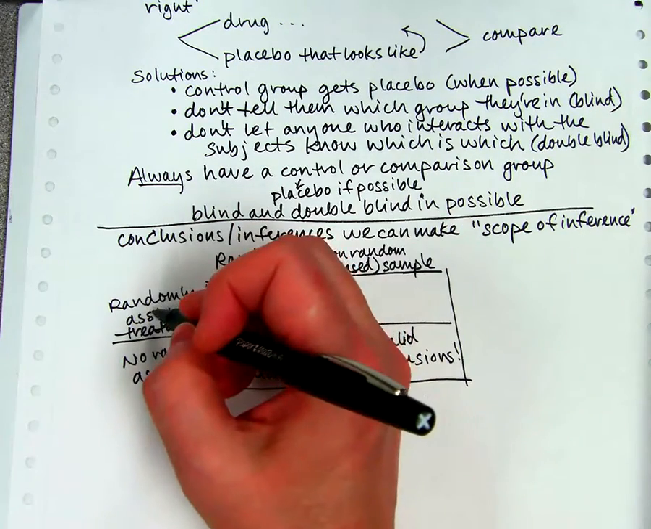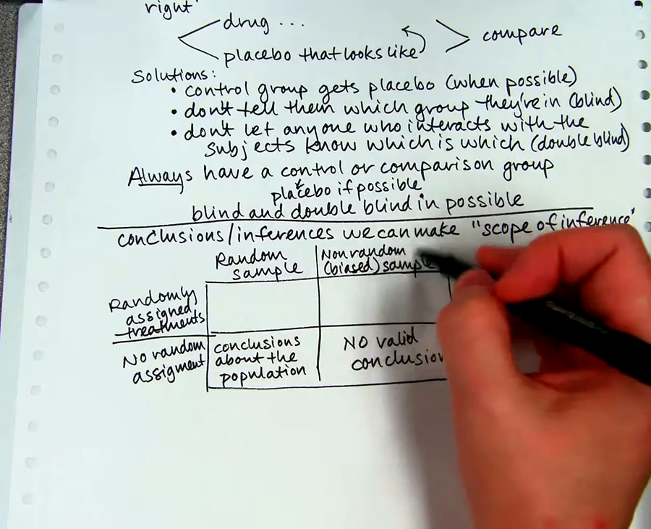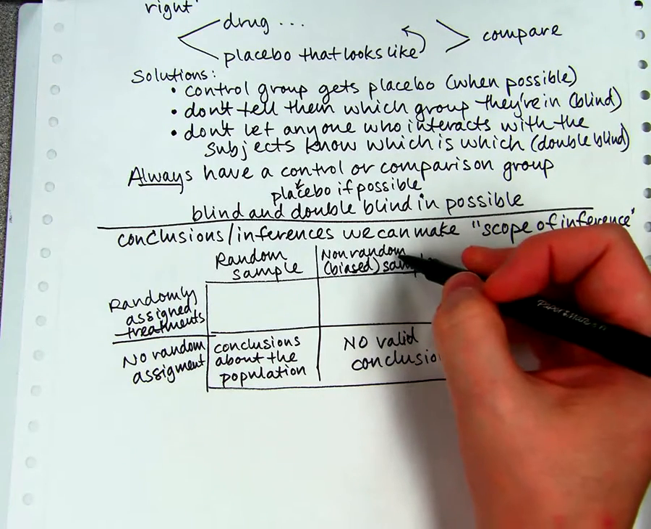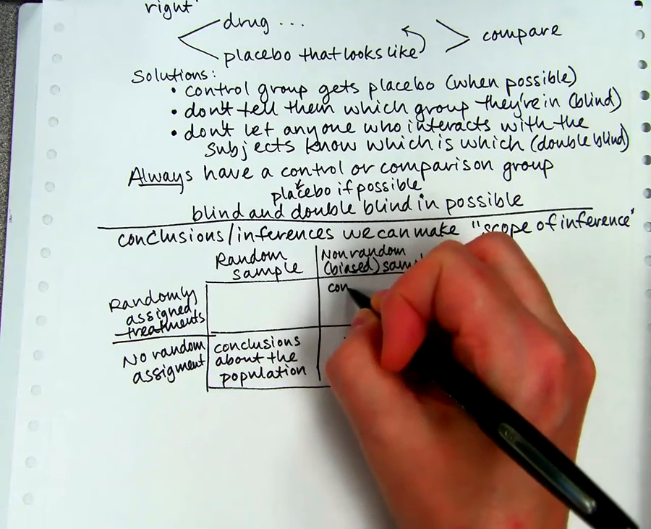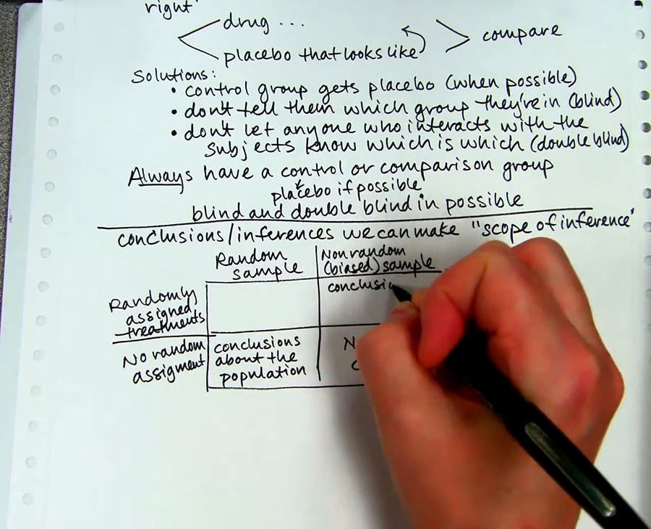If you do randomly assigned treatments, and usually that's done with volunteers, so it would be not a random sample, just randomly assigned treatments, then you can make conclusions about the treatments and cause and effect.